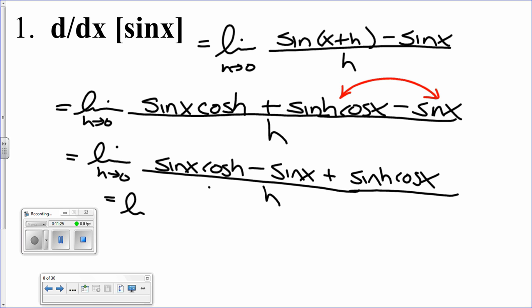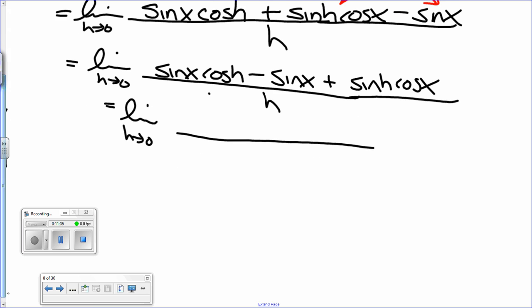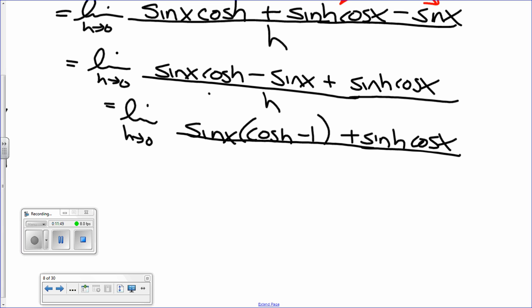Okay. So we have the limit as h approaches 0. We've got sine x times the quantity cosine h minus 1. And then I have plus sine h cosine x over h.